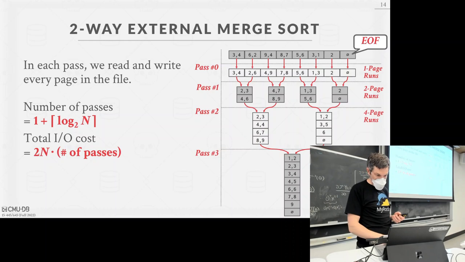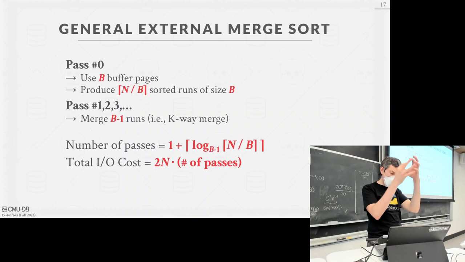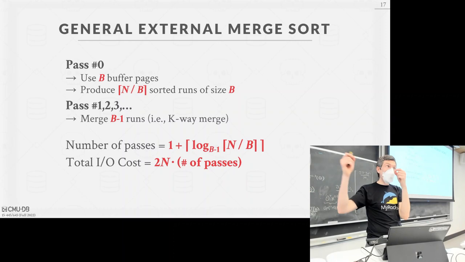Yes? For the general formula, could you bring it up again? Where does the N over B come from? It's the number of pages I have, and then how many chunks can I put them in? I take the ceiling of that because there may be ones at the end that don't fill the entire run, but I have to account for them anyway, right?